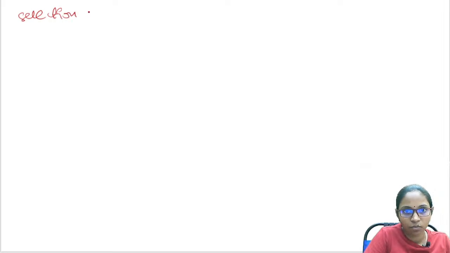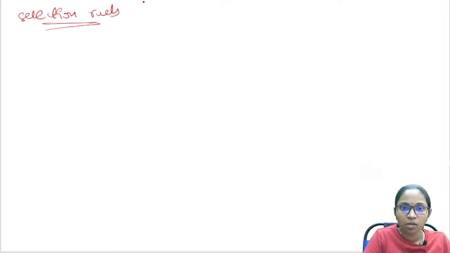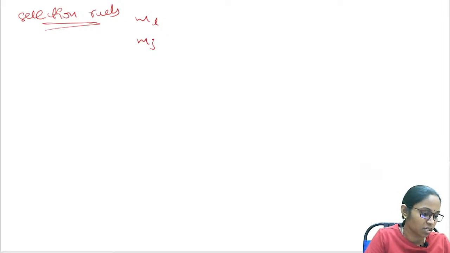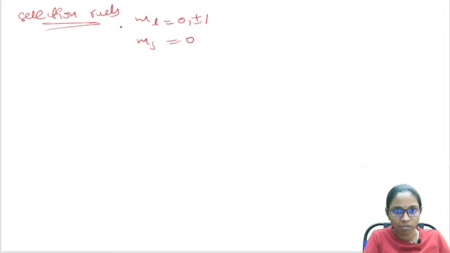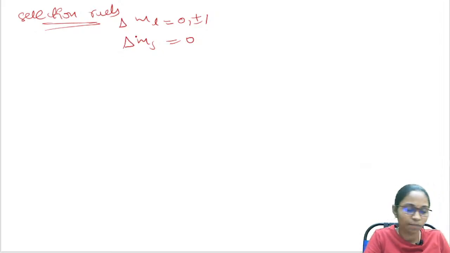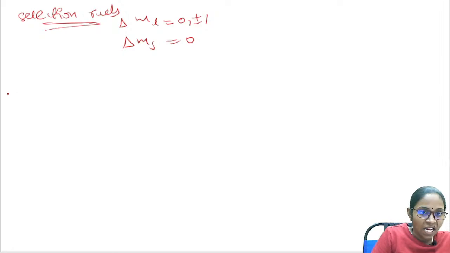Selection rules for the Paschen-Back effect. Here we are having ML and MS values. Why? Because L is precessing separately and S is also precessing separately. Therefore, the selection rules will be delta ML equal to 0, plus or minus 1, and delta MS equal to 0.